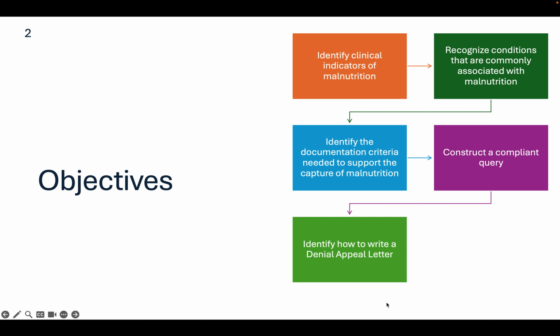Our objectives: identify clinical indicators of malnutrition, recognize conditions that are commonly associated with malnutrition, identify the documentation criteria needed to support the capture of malnutrition, construct a compliant query, because we always get denials with malnutrition, and identify how to write a denial appeal letter.